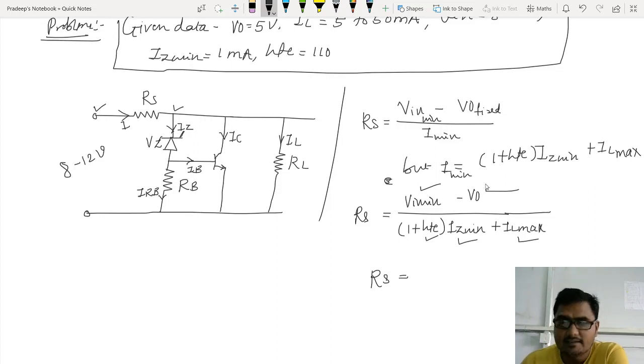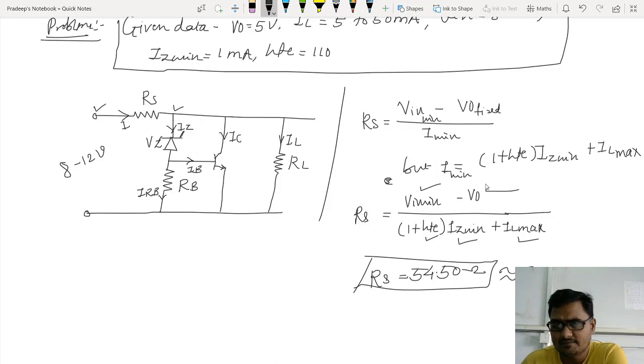In my case, I am getting 54.50 ohm. So the value of RS is 54.50 ohm. Practically I will use the nearest value, maybe 91 ohm. If you got 100 ohm, that is also okay, because it is a series resistor connected in series with the input voltage. So the value of RS is calculated.